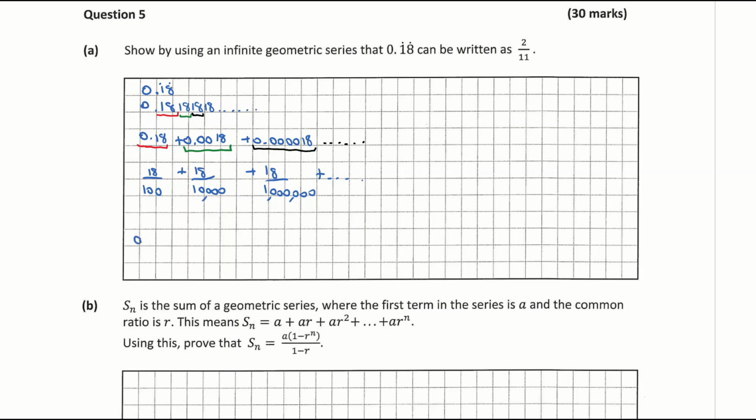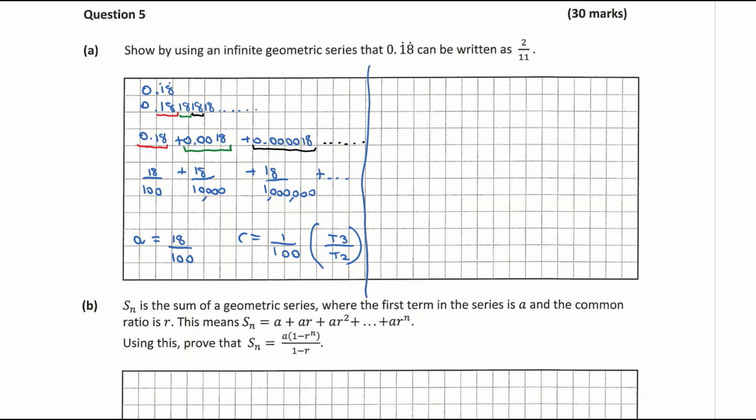So here my first term in the pattern would be 18 over 100. That would be my A. My ratio, what it's going up in, would be taking any two terms and dividing them by each other. And if I divide any two terms, I get 1 over 100. In other words, take any term, so take term 3 and divide it by the term that comes just before it, term 2. Again, you can take term 4 divided by term 3, term 2 divided by term 1.